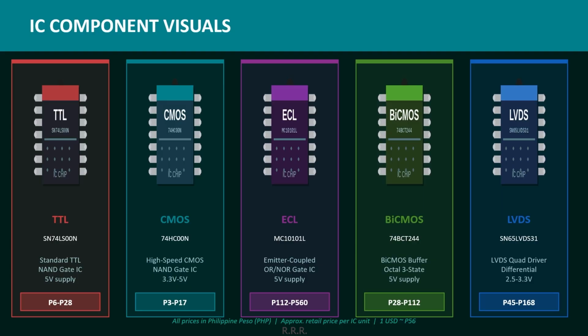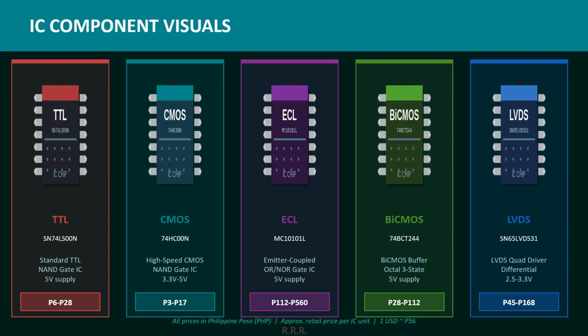The MC10101L represents ECL. This is an emitter-coupled OR/NOR gate running on 5 volts. It is the fastest chip here, but at 112 to 560 pesos per IC, it is 30 to 40 times more expensive than CMOS. Combined with its high power draw, it is impractical for a battery-powered consumer device.